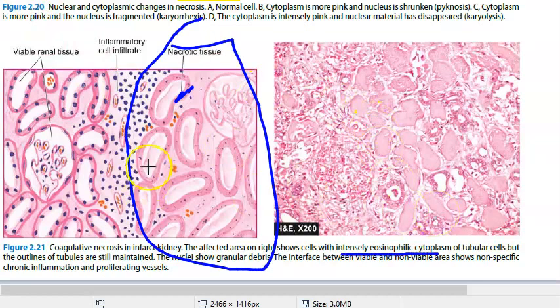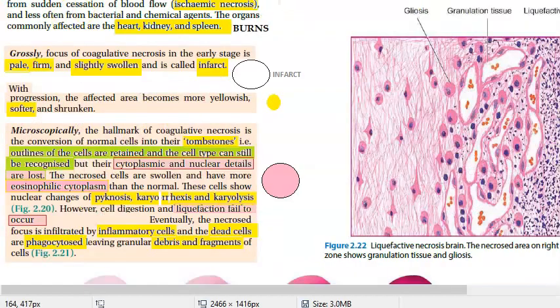Intensely eosinophilic cytoplasm. So the cytoplasm is very pink. The outline of tubules is still maintained. So this is the kidney, so tubules. What will you see grossly in coagulative necrosis? You will see pale, firm, slightly swollen areas. You call it an infarct, the focus. And as it progresses, the area will become yellow, softer and shrunken.